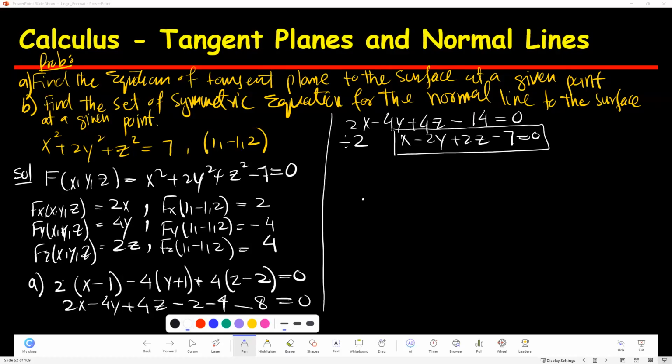Now the second part, they're asking about the symmetric equation, not the parametric equation, the symmetric equation. Okay, part B, they're asking about the symmetric equation. And the symmetric equation looks like this: x minus x naught over a equals y minus y naught over b equals z minus z naught over c. So I want my equation to be in this form.